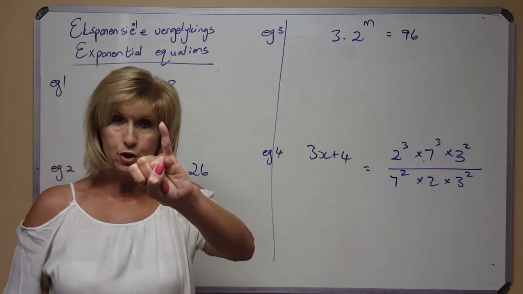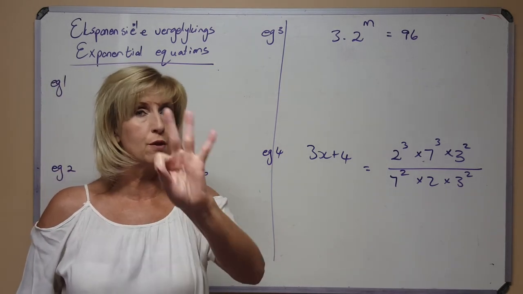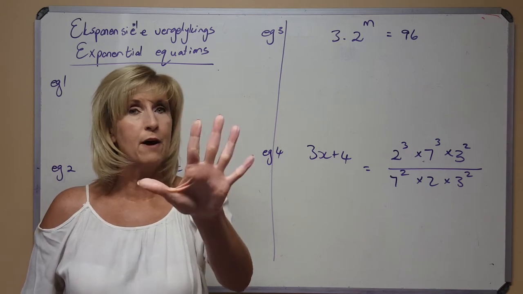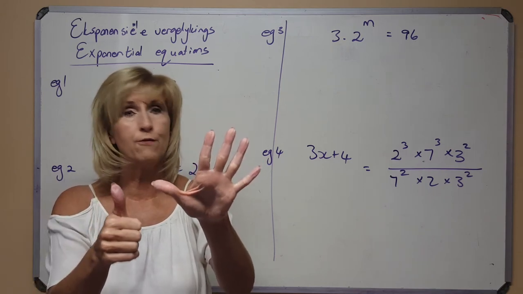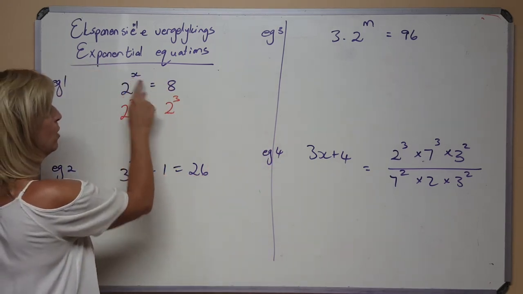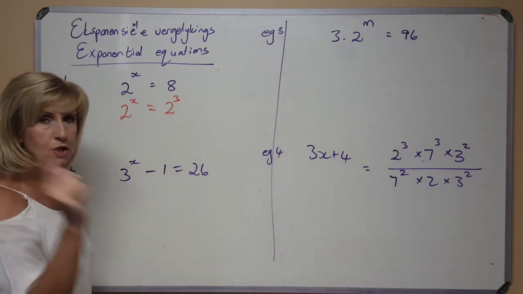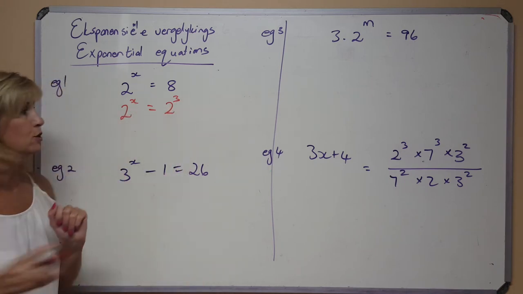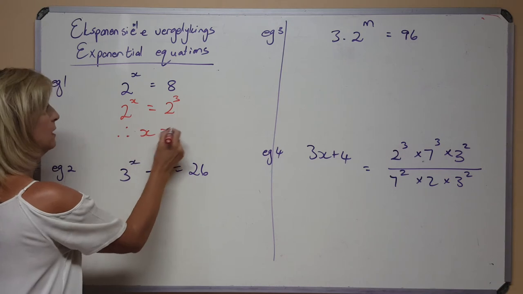After knowing the powers of 2, 2 to the 1 is 2, 2 to the 2 is 4, 2 to the 3 is 8, not 6. 2 to the 4 is 16, 2 to the 5 is 32, 2 to the 6 is 64, even no more than that. But then you would know 2 to the what is 8? 8 is 2 to the 3. So that's why x is going to be equal to, that will say x moet 3 wees.